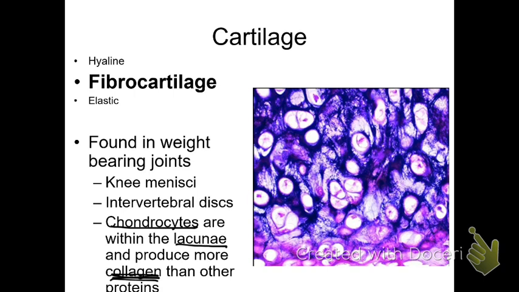Fibrocartilage is what you find in the cartilage of your knee, called the meniscus. It's also what you find in between your vertebrae, called the intervertebral discs. So this is a very weight-bearing, tougher sort of cartilage, right? Fibrocartilage.